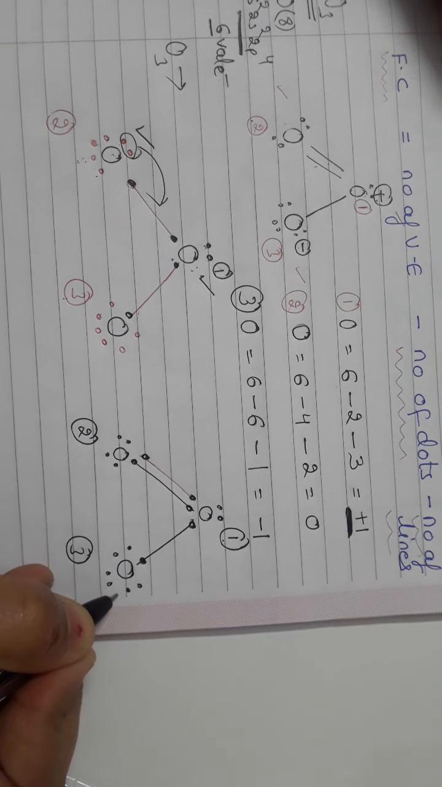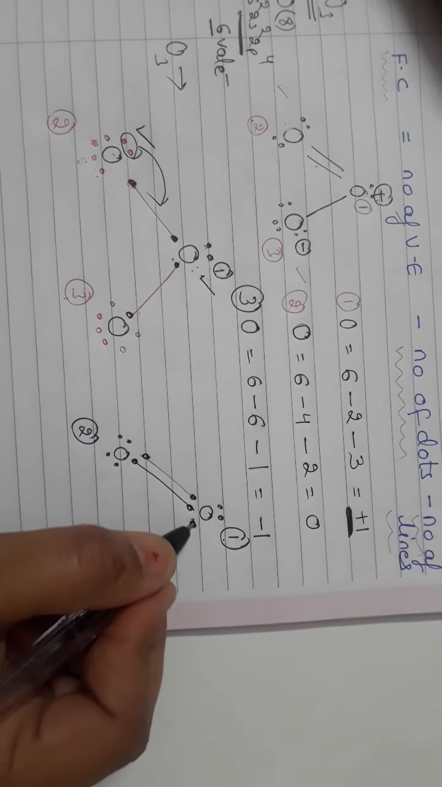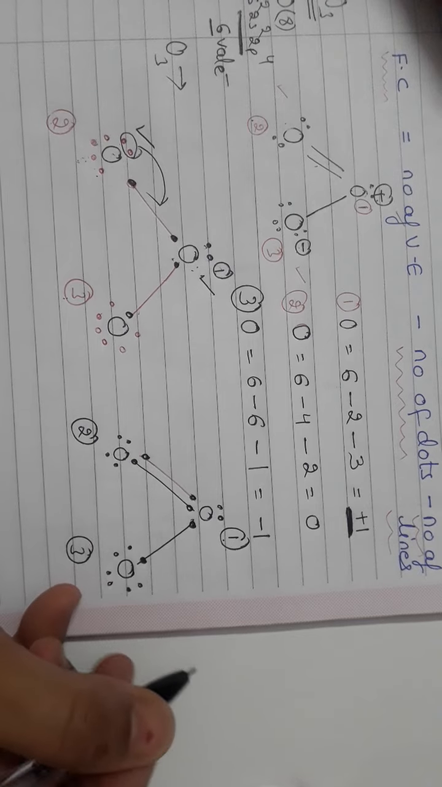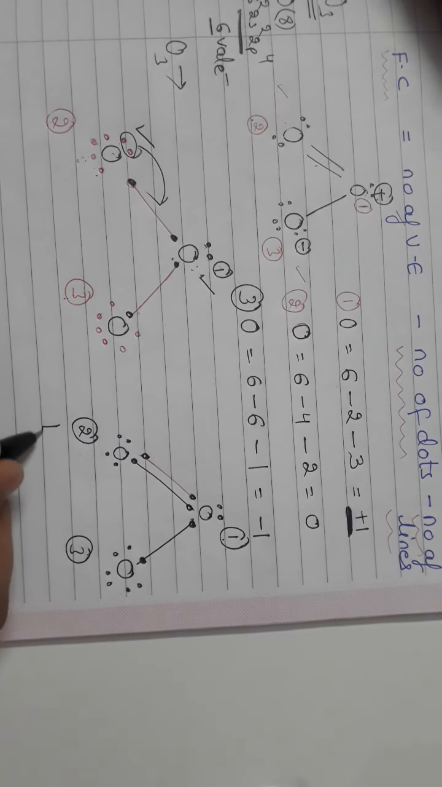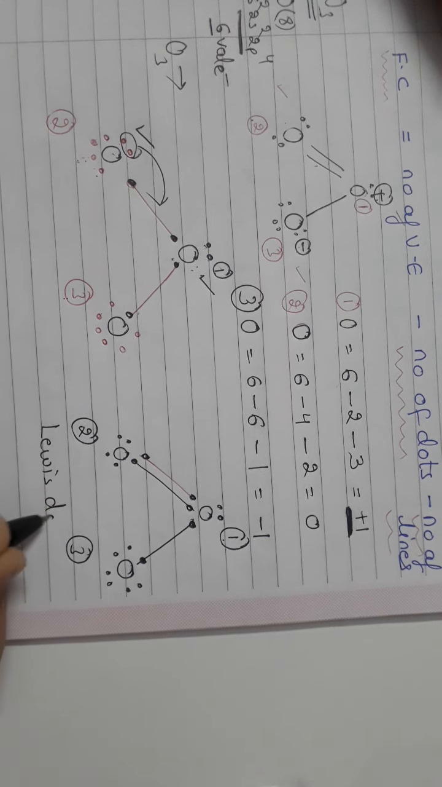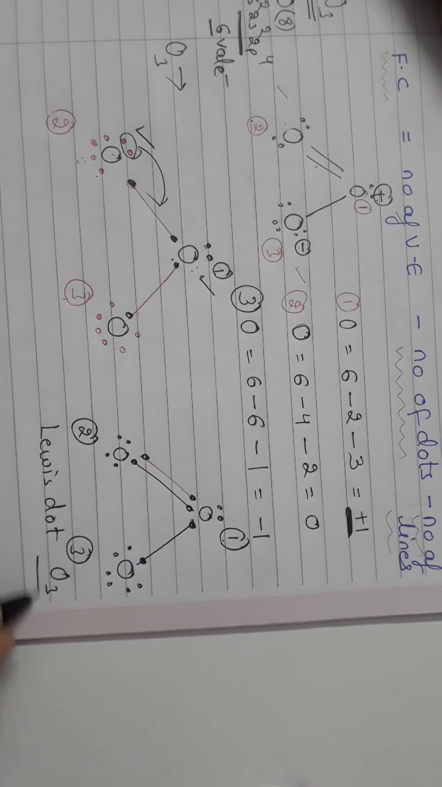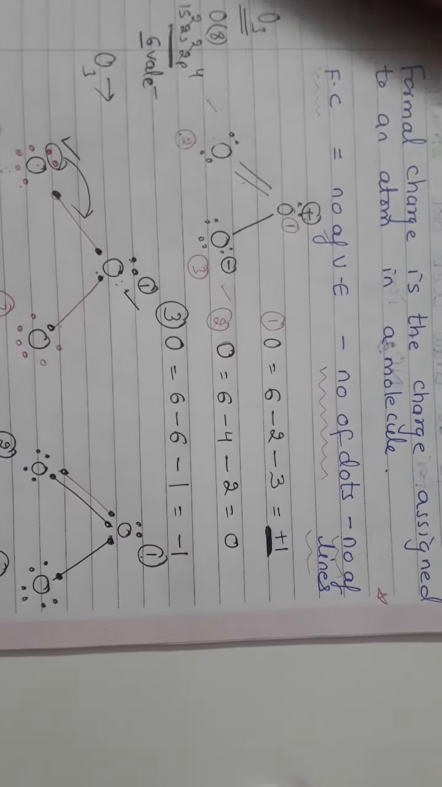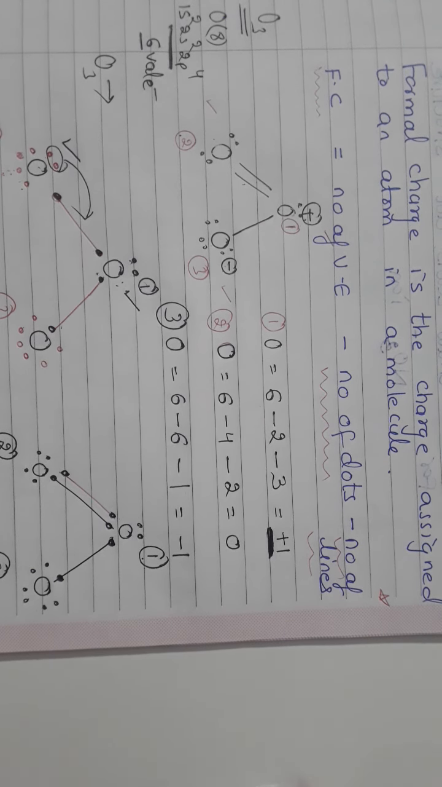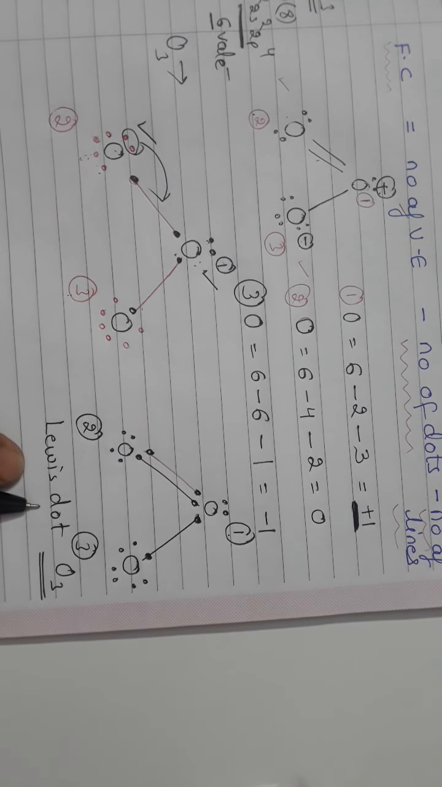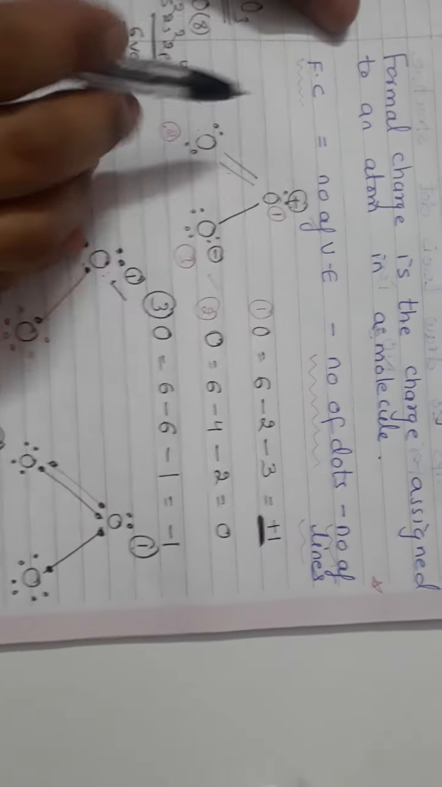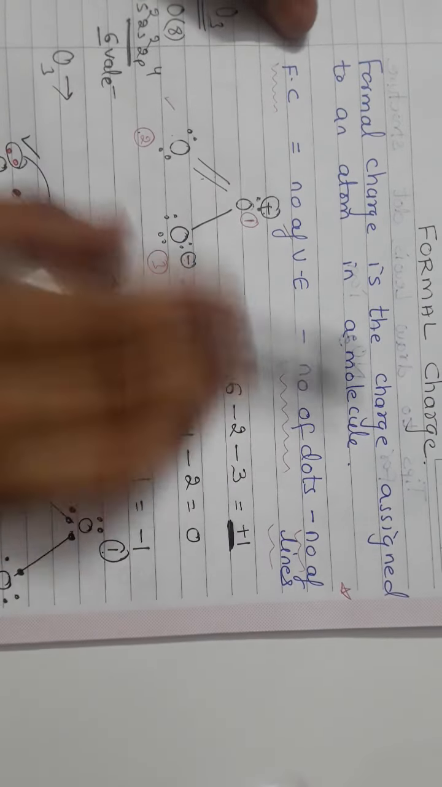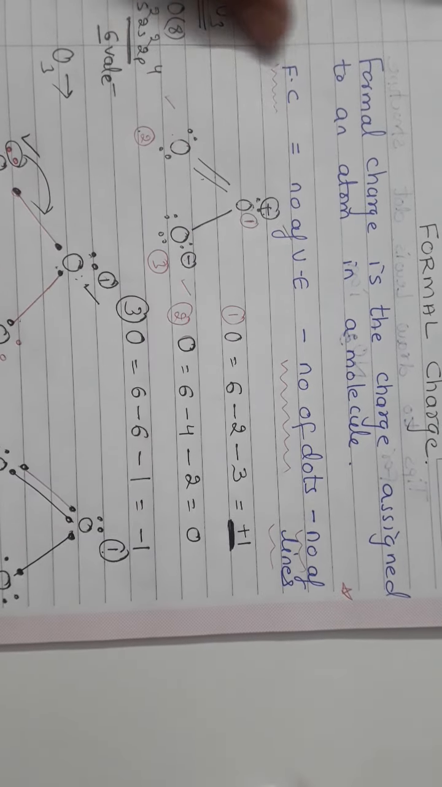Its own valence electrons, 6 valence electrons, and 2 from here. Okay, so this is actually the Lewis structure. This is called the Lewis dot structure of the ozone molecule. So what we have learned in this video is how to draw the Lewis structure of the ozone molecule and how to calculate the formal charge assigned to an atom in a molecule.